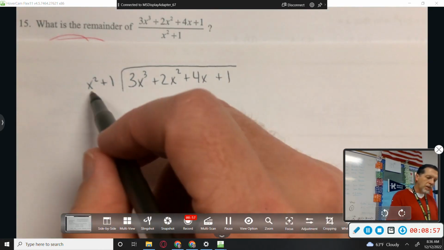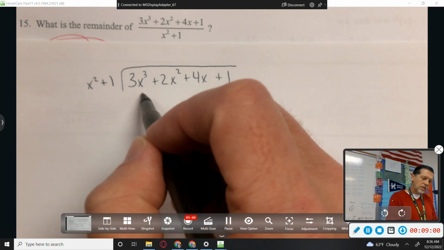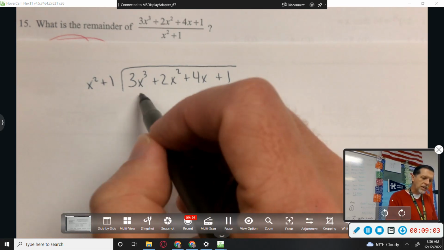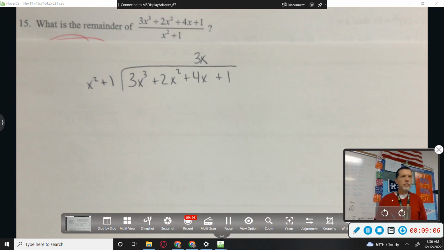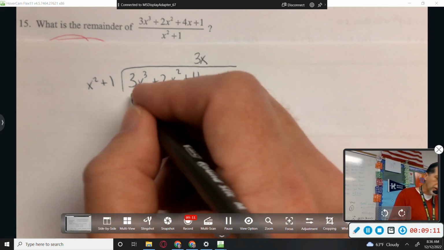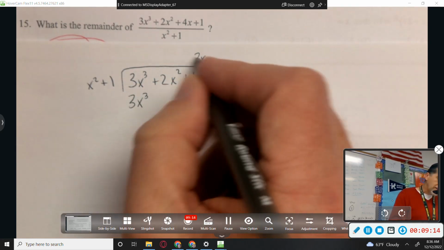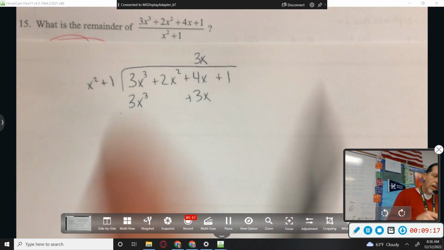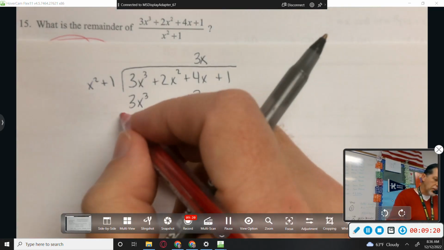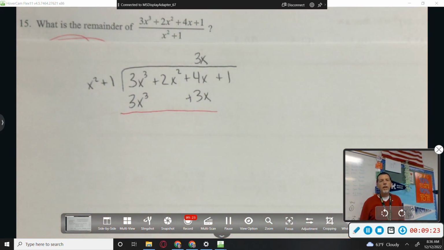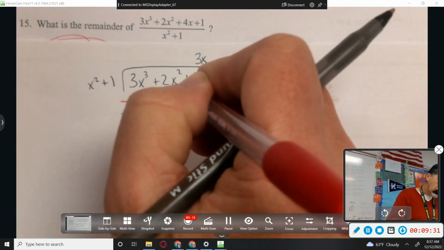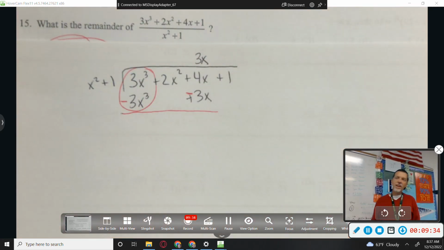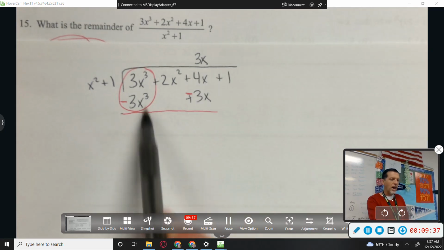So something times x squared gets me 3x cubed. Well, I need a 3, and I need another x, so 3x. And then we multiply it back, just like we did in 3rd grade, or 4th grade, or whenever we learned how to long divide. 3x cubed plus 3x. Remember, you want to keep your powers lined up so that things work neatly for you. And then, what do we do with 3x cubed and 3x? Minus them. Same thing we did in 3rd grade. Subtract them. That lead term should always cancel out, right? Because we picked the 3x to make those match. So that one goes away.